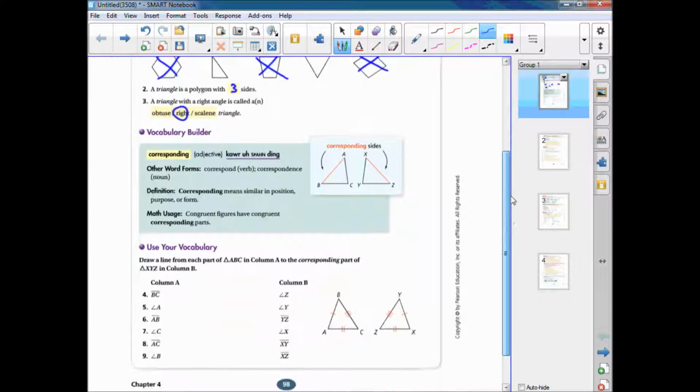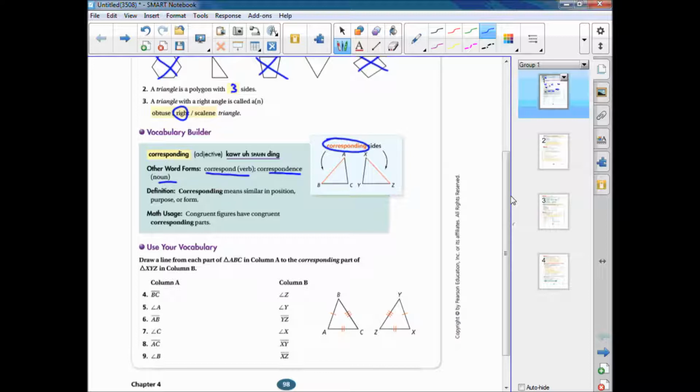All right. Corresponding. Corresponding is an adjective. Okay. Other forms are correspond as a verb and correspondence as a noun. So corresponding describes sides of a triangle for us. So we have corresponding sides, and the corresponding means they're in the same position and the same length. Okay, so same position in the triangle. So definition, corresponding means similar in position, purpose, or form. And our math usage here is congruent figures have corresponding parts.